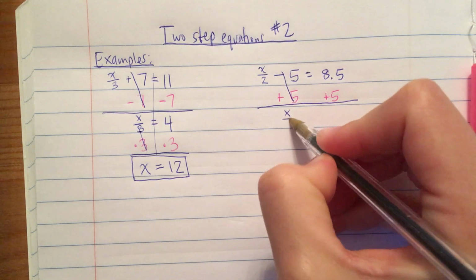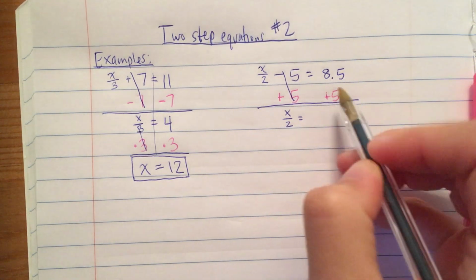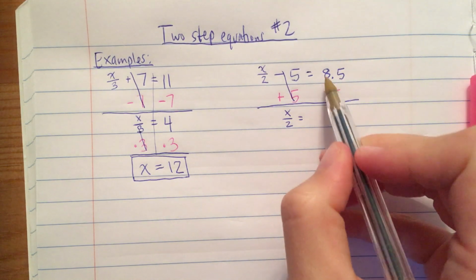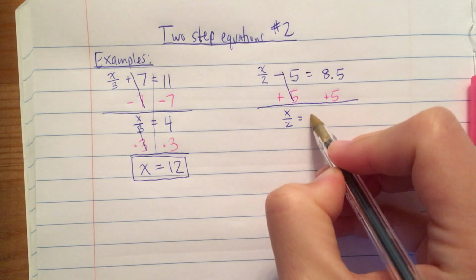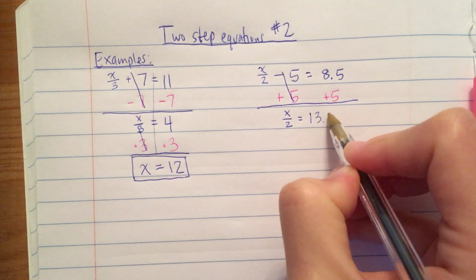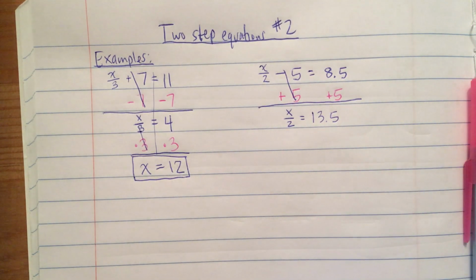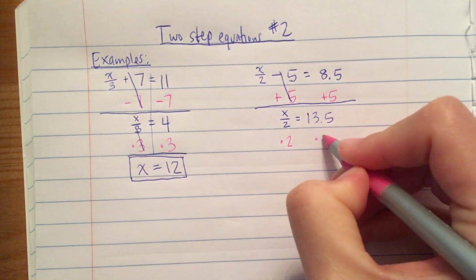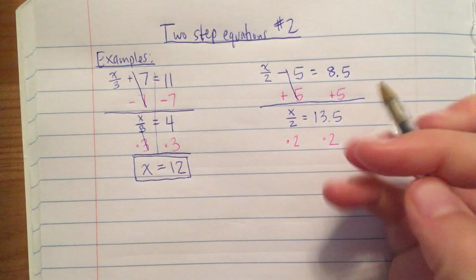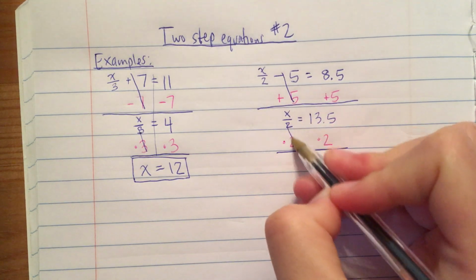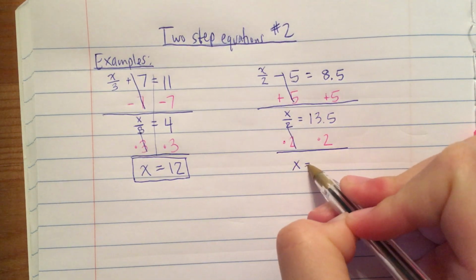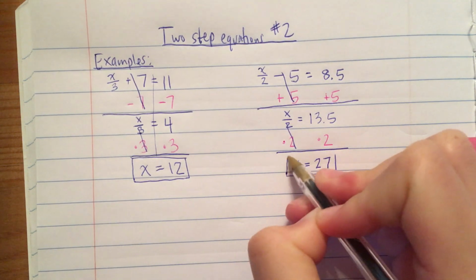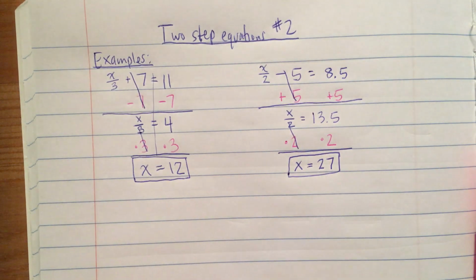I have x over 2 equals 8.5 plus 5. And look, I'm just going to do this one in my head. 8 plus 5 is 13. So 8.5 plus 5 is 13.5. And now I have x divided by 2. So I'm going to multiply by 2 and multiply by 2. And I get x equals 27. 13.5 times 2. Okay, and that's it.